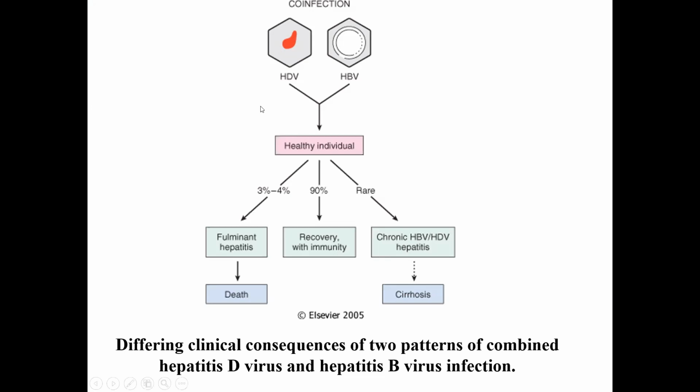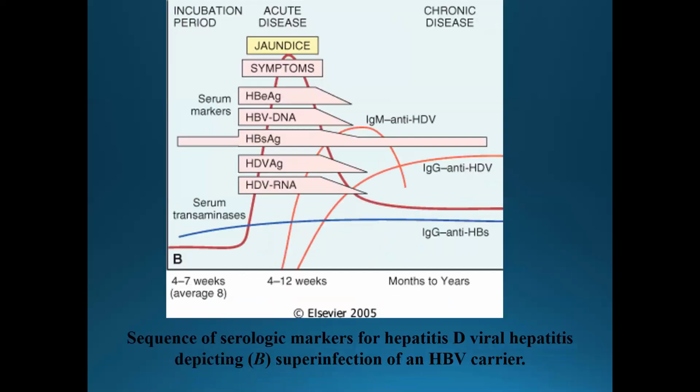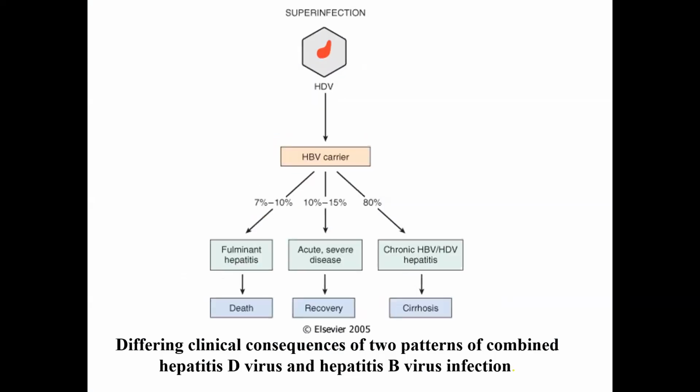And weakening of the two viruses, as a result, the most likely scenario is that there will be recovery with immunity because of the weakening of the two viruses here. Now, what happens if there is already, supposedly, this is the second one.